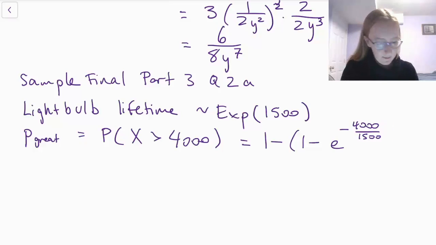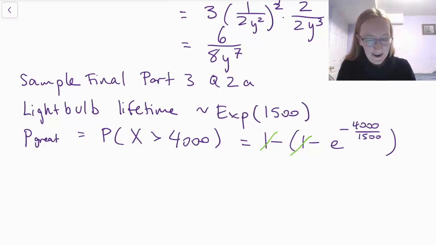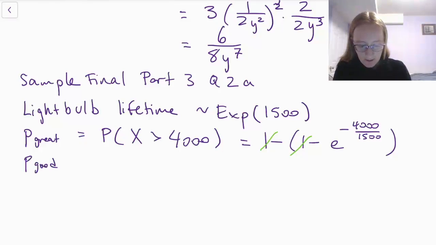And then you can cancel the ones easily enough. So just e to the negative 4 over 1.5, whatever that is, e to the negative 6, whatever that is. Similarly, the probability of good is the probability that x is between 2,000 and 4,000.